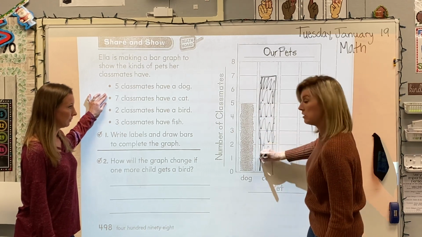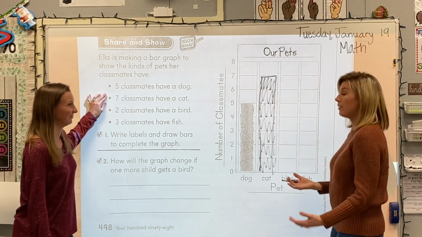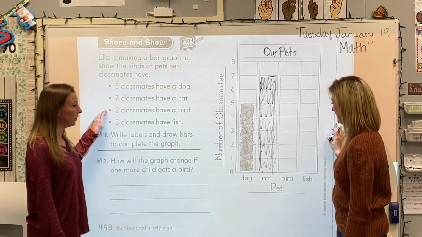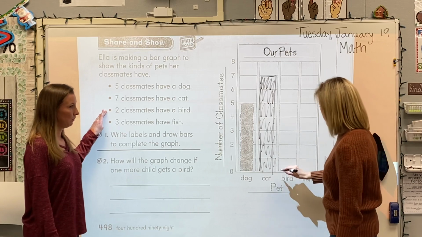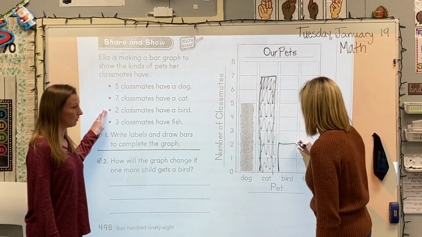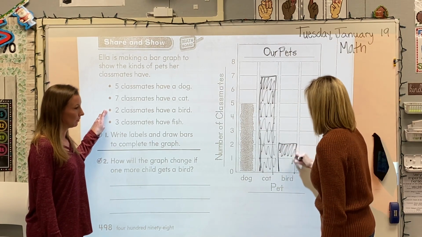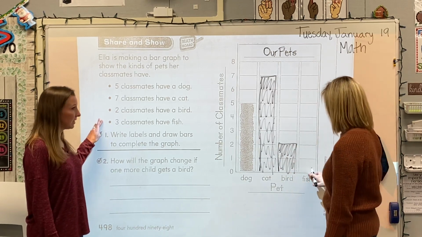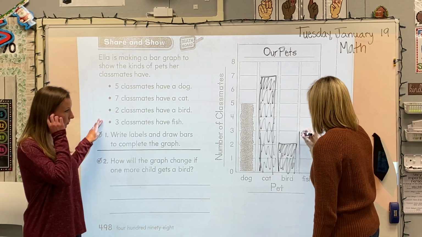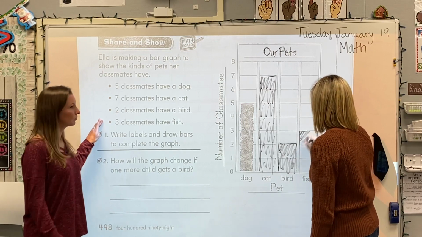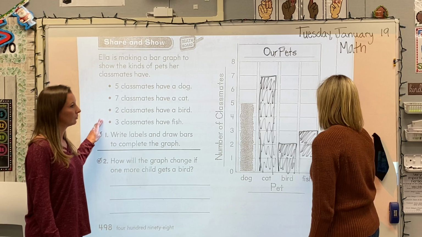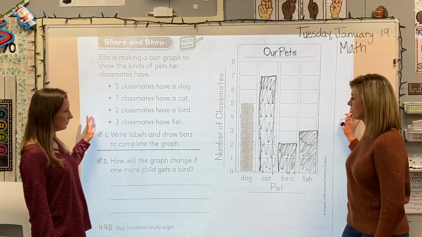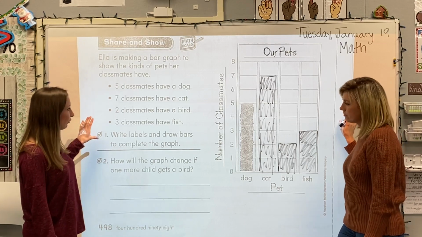You can do this as neat as you'd like. Neater than mine is fine. All right, the next one says 2 classmates have a bird. Okay, so I'm going to come down to 0 and go up to the 2 line. Fill it in to the bottom. Okay, and then finally 3 classmates have a fish. All right, go to the 3. All right, 3 classmates have a fish. Looks like my bars are drawn. That looks pretty good. So we did everything for question number 1.